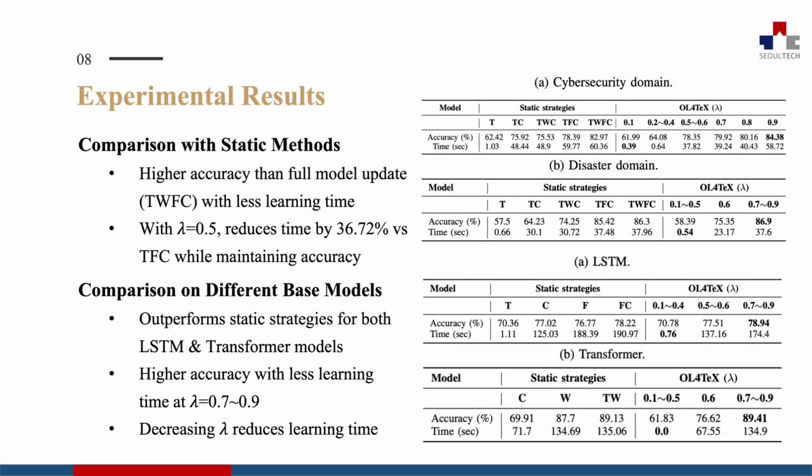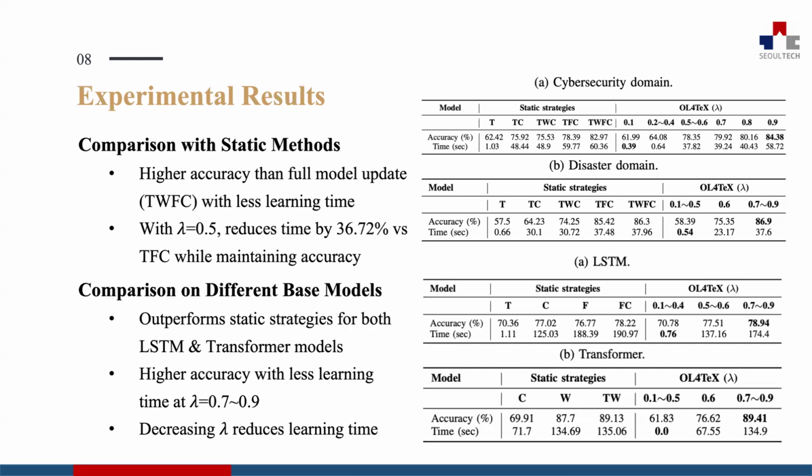The first table shows the performance comparison between the static update strategies and our method. According to the result, our method with lambda of 0.9 shows higher accuracy than full model updates with less learning time. Also, with our method with lambda of 0.5, we can reduce the time by 36.72% compared to the TFC strategy while maintaining a similar level of accuracy.